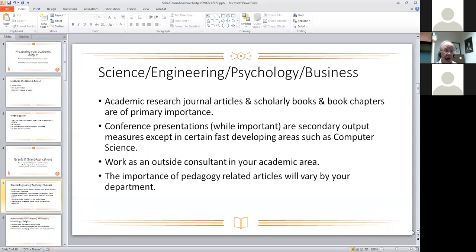Working as an outside consultant in your academic area. Like I know a number of the geologists, a number of the education faculty work as outside consultants. The importance of pedagogy-related articles will vary by your department. That's why you talk to people in your department. You don't want to spend all your time working on pedagogy articles and publishing some pedagogy articles and find out that, oh, your tenure committee weights those a lot less than research articles, and they want to know where were your research articles, okay? So talk to your department.